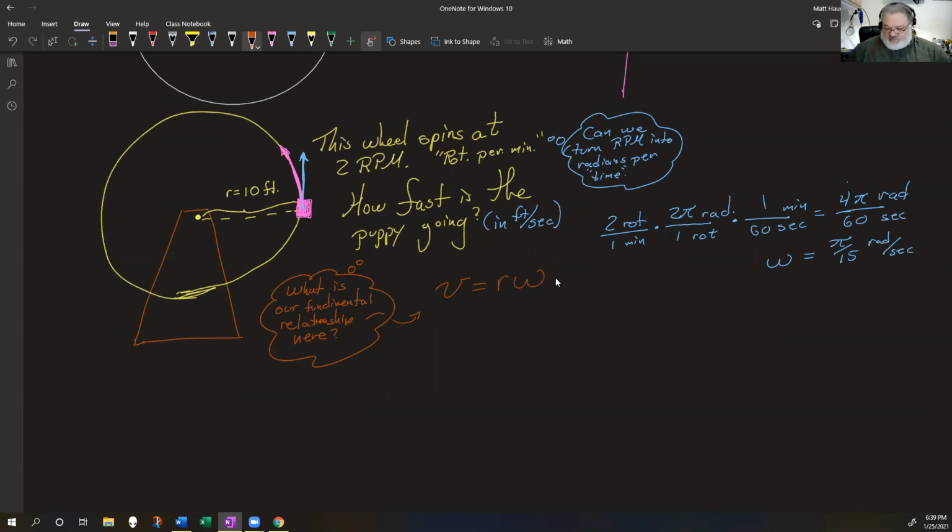I kind of hesitate to say that V equals R omega is our fundamental relationship, because really it's just a version of that arc length equals radius times angle in radians. This V equals R omega is really just that pink relationship moving over time. So whichever one you want to think of as the fundamental is really up to you. But instead of length and angle, we have length per time and angle per time. It's the same relationship.